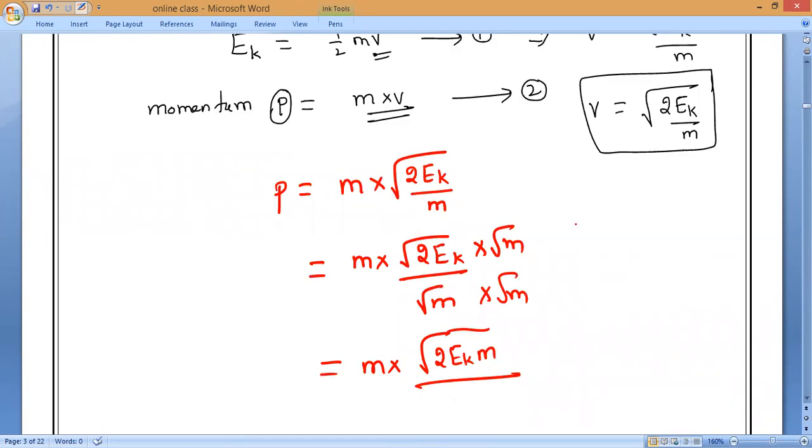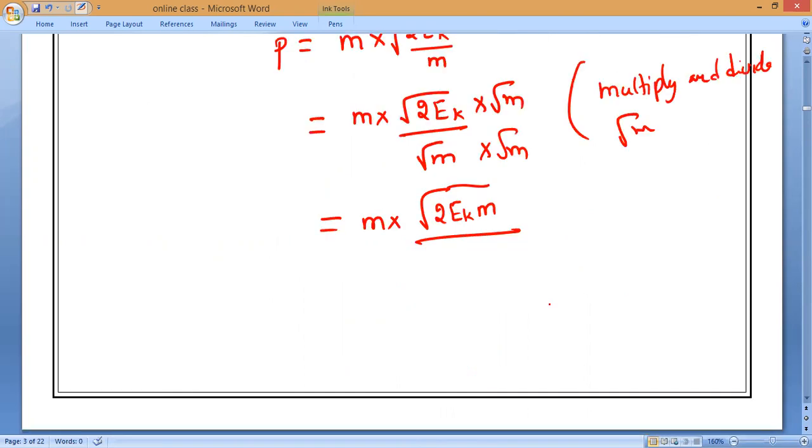Now, both multiply and divide by root m, so that we will get root m into root m, divided by root m. What will root 2 into root 2 become? We know root 2 into root 2 is equal to root 2 whole square. The square and root will get cancelled, so we get 2. Same way, root m into root m will give root m whole square.